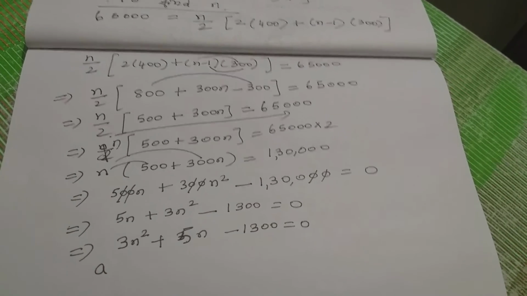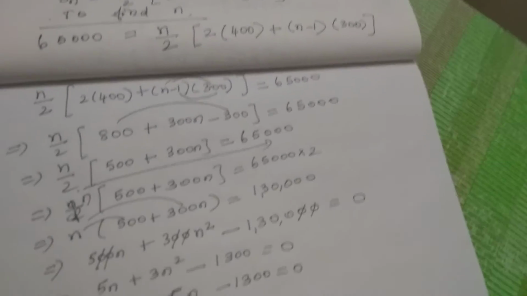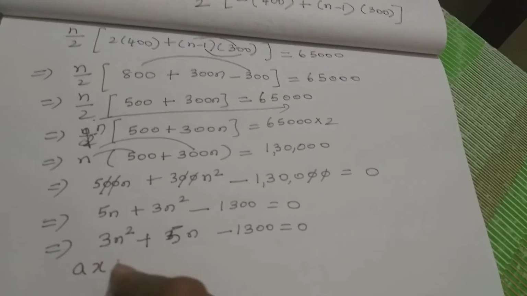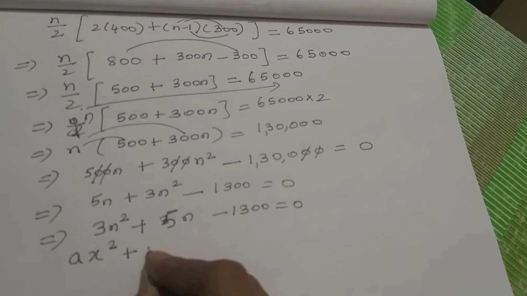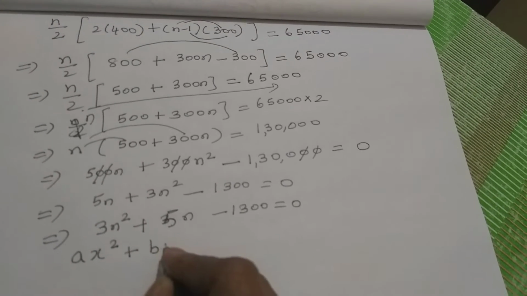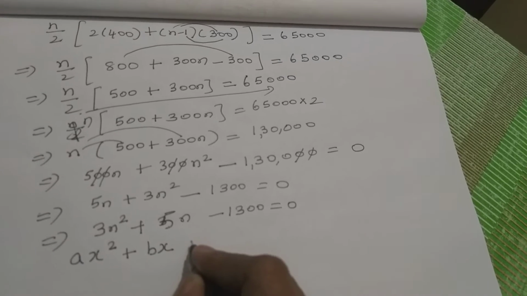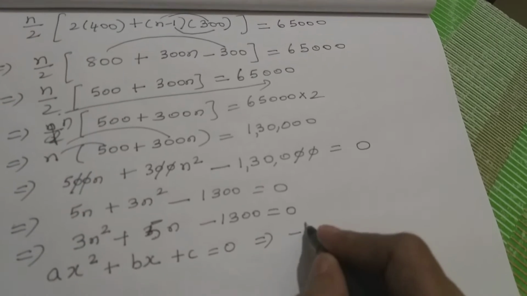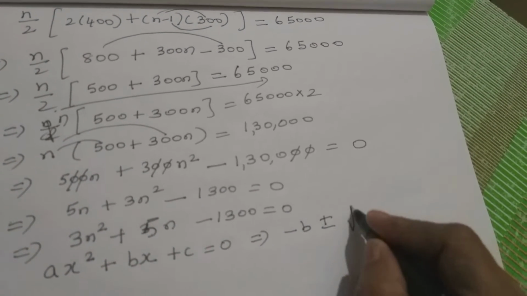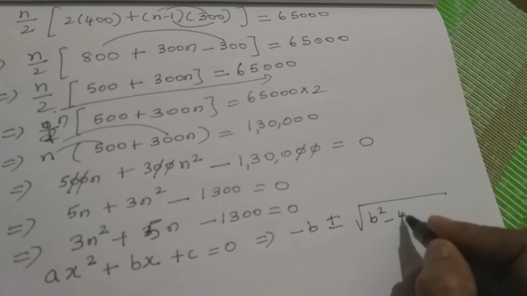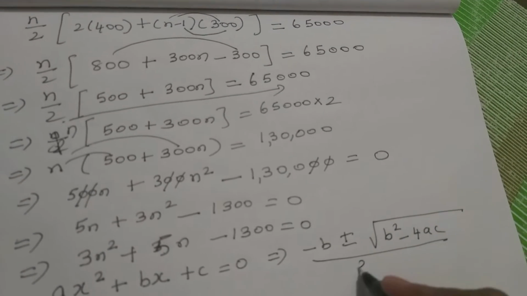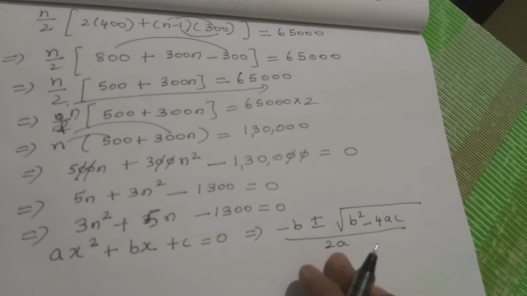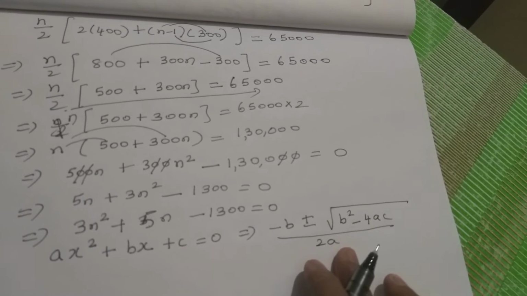The quadratic formula, from algebra we studied: if an equation has highest power 2, it is in quadratic form. So for the equation ax squared plus bx plus c equal to 0, the quadratic formula is x equals minus b plus or minus root of b squared minus 4ac, by 2a. Whenever you find factorization difficult, an easy way is solving by the quadratic formula method.